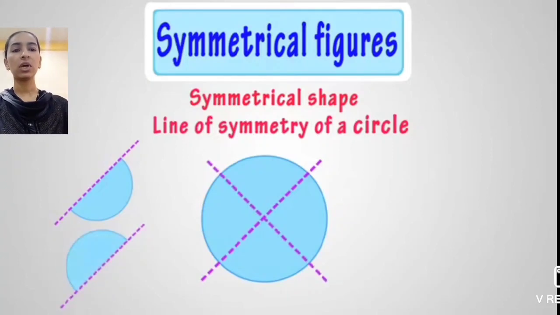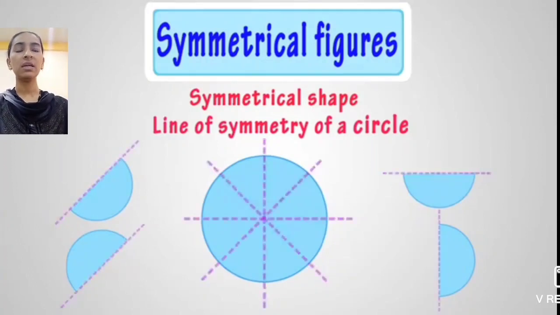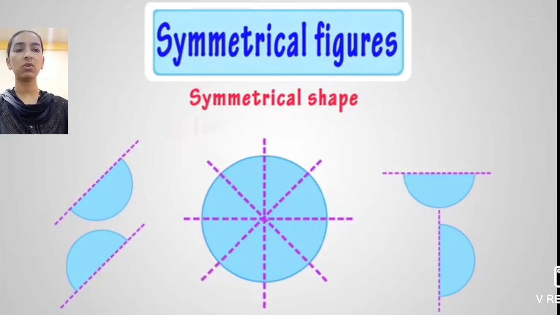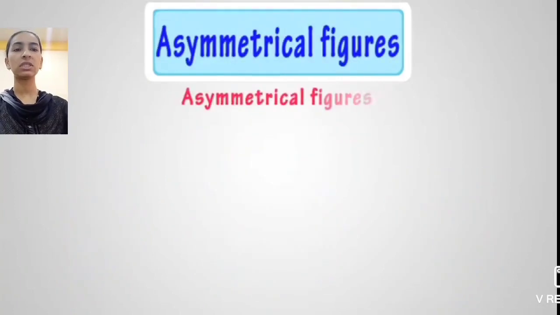You can cross it, you can draw any type of line of symmetry. It gives the same other half because the circle has infinitely many lines of symmetry. Okay students, from wherever you want, you can fold it and it gives the same symmetrical shape.